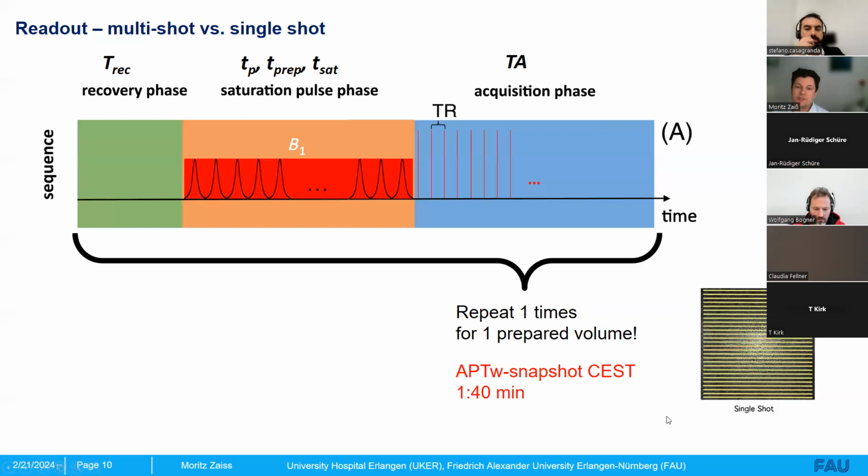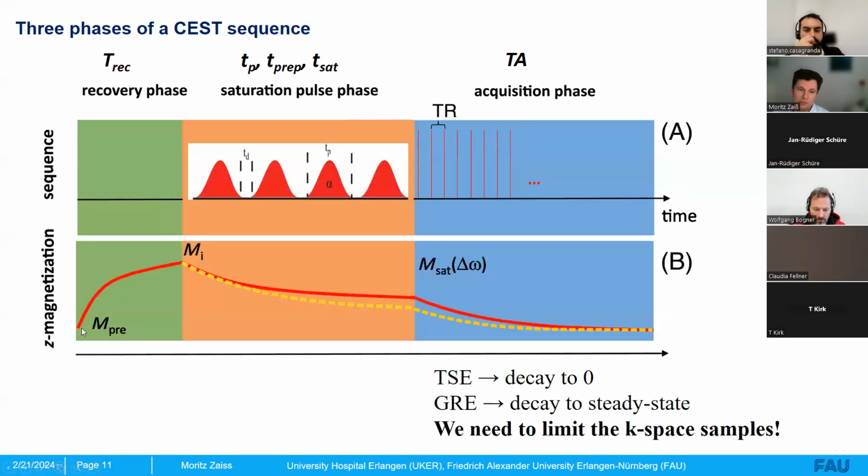However, this comes at a cost, and this is what I want to stress today. We have these three phases because the magnetization recovers in this first phase. Then we have the saturation, depending on the offset, which drives us close to a saturation steady state or any saturated state that we want to prepare. And then we have a readout, and of course, the readout depletes this prepared state again. For a turbo spin echo, this decays, for example, to 0. For a gradient echo, this decays to the FLASH steady state here.